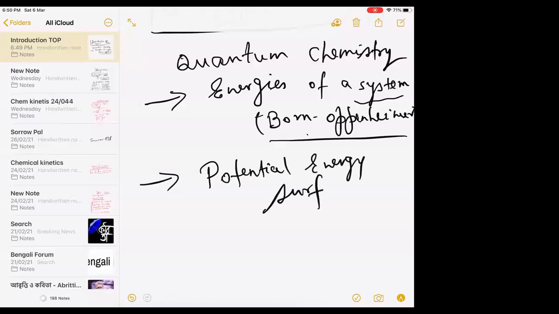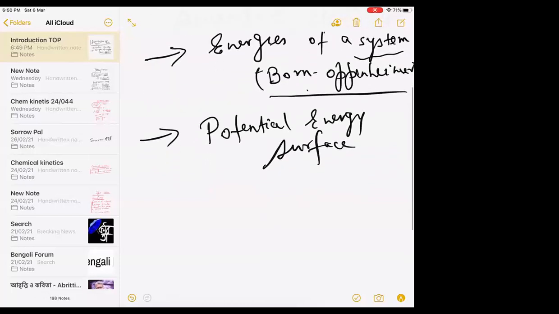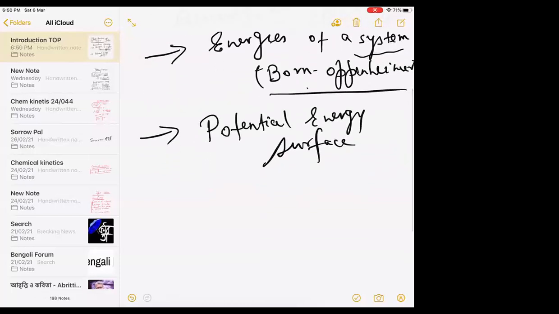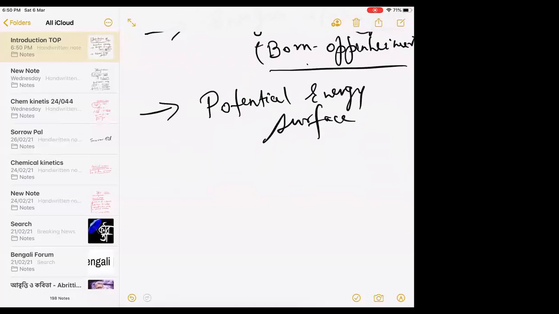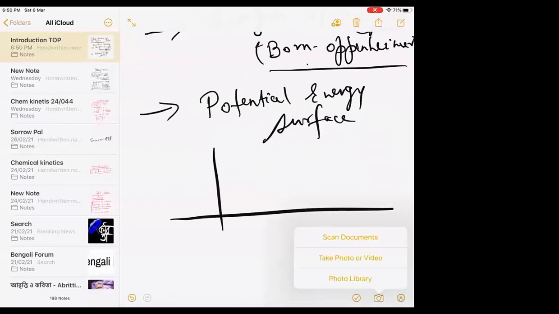So let me give an example of a potential energy surface within the Born-Oppenheimer approximation, of course. So for example, if I have a simple molecule like hydrogen, okay? So then you have, this is the distance between the hydrogen atoms.